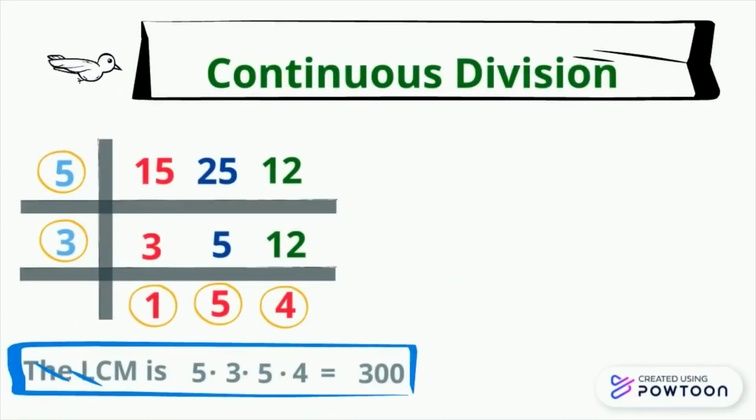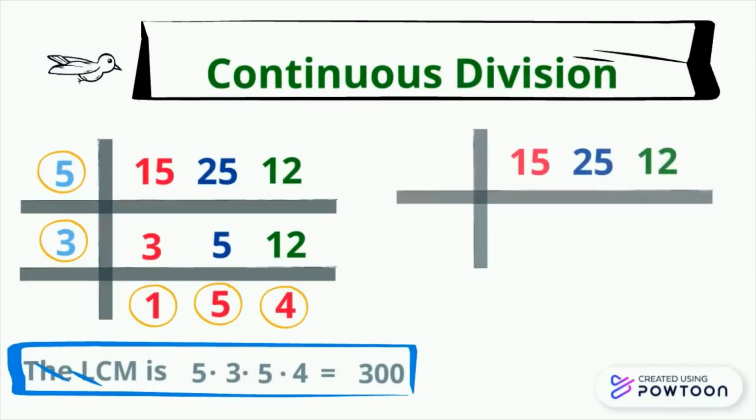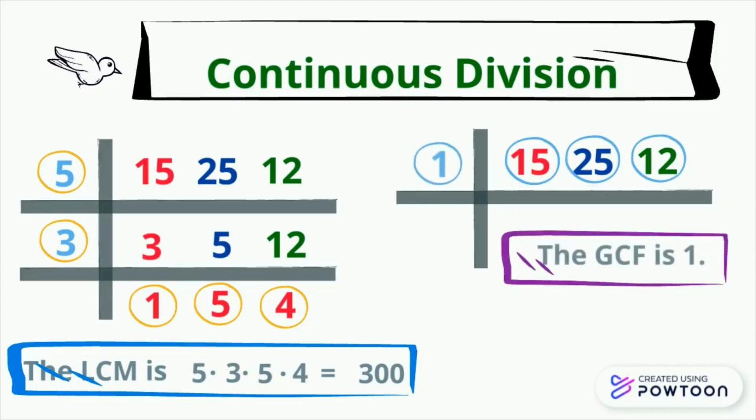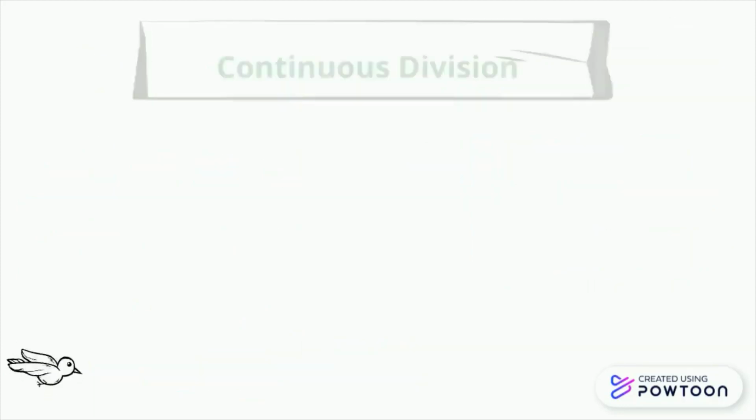You may use the continuous division method in finding the GCF. Taking off the common divisor of all the numbers 15, 25, and 12, there is none. Therefore, the GCF is 1. Is that understood? Let us try this.